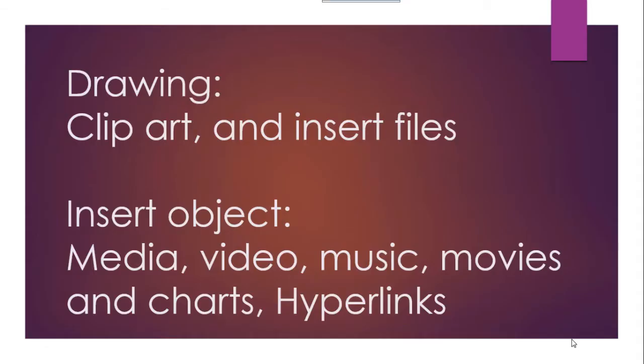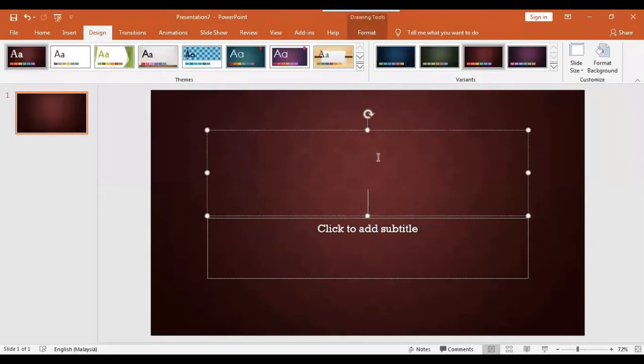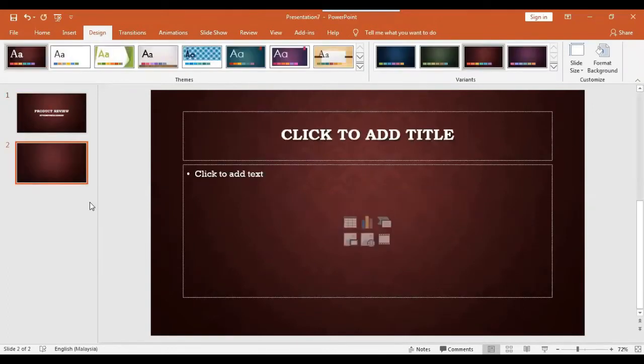After we create the PowerPoint presentation, we will add some clip art, files and other objects, for example media, video, music, movies, charts and also hyperlinks. This one I'll show you how to insert files and media. Since for your project you need to add a poster and also your video presentation. So this one I'll just write as a product review by me, of course. For your project, on the first page you need to enter your group info, like your name, matric number, your class and also your picture.